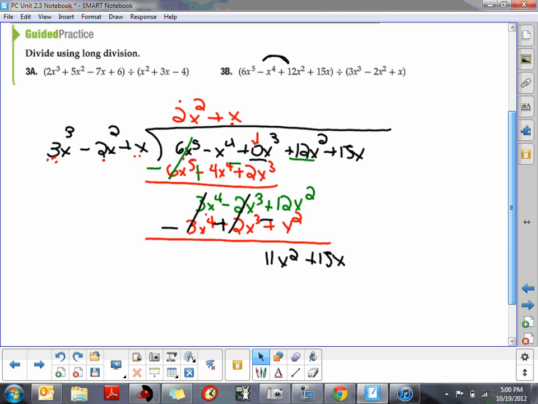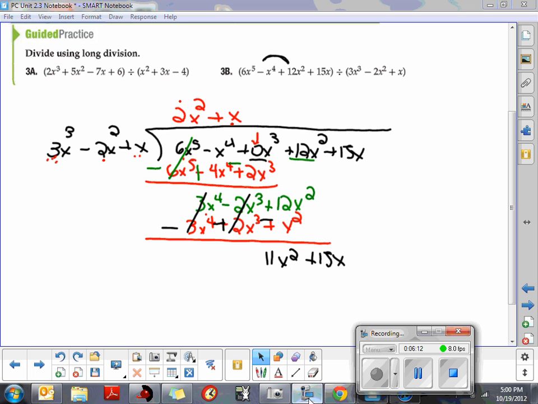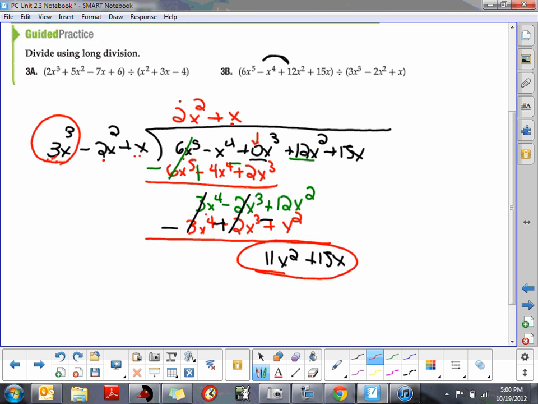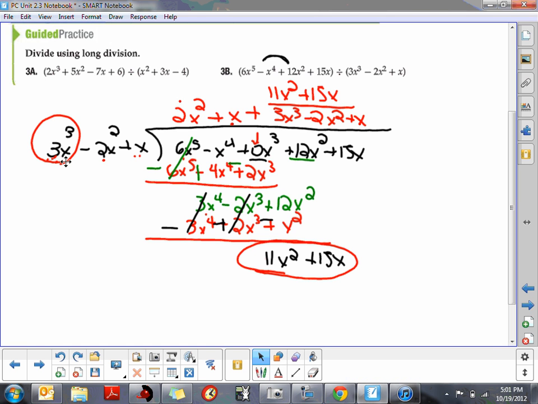And then we'll have to ask ourselves, what do we multiply 3x cubed by to get an 11x squared? Okay, and here's one more little twist in this one. Like I said, we're still going to use the same strategy. What do I multiply 3x cubed by to get an 11x squared? Well, because the x cubed is bigger than the x squared, it will not go in there evenly, so therefore we're done with our division, and this is our remainder. So plus 11x squared plus 15x, all over our divisor, which is 3x cubed minus 2x squared plus x. So using long division, this is the result that we get.